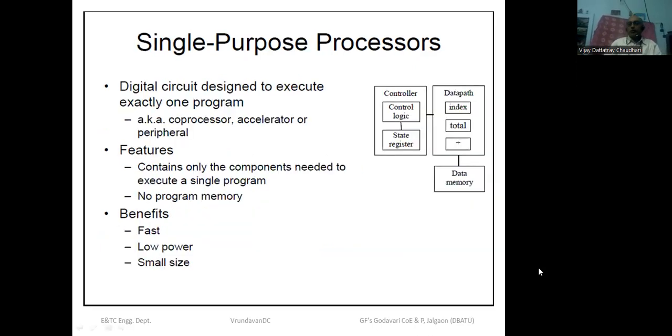Single purpose means there is no program memory. The programming is already done in the company itself. It is a digital circuit designed to execute exactly one program at a time, for example, coprocessor, accelerator, peripheral. These contain only the components needed to execute a single program. There is no program memory. The benefit is fast, low power, and small size.